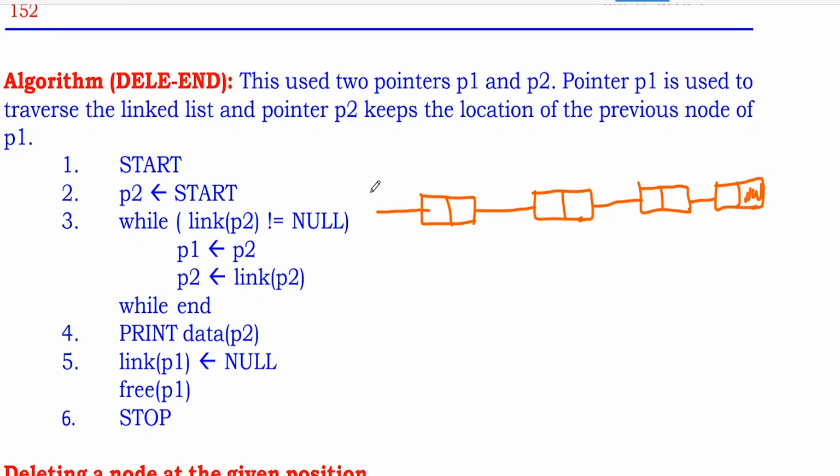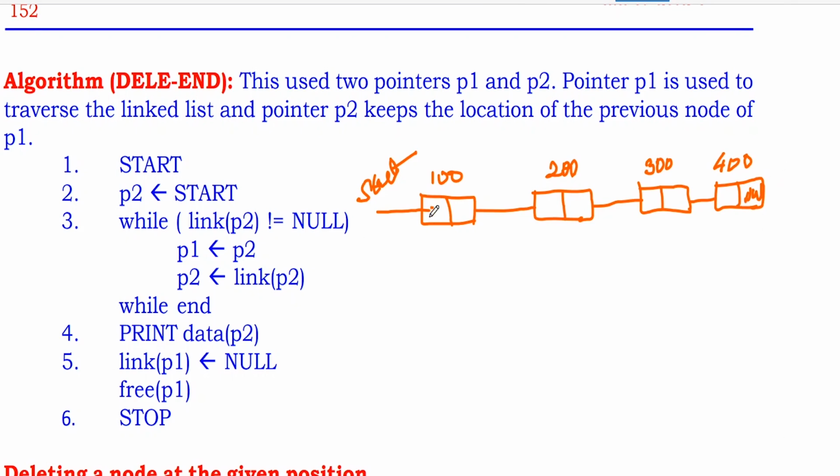Here it is. We have a start, as usual. Shall I give addresses? Instead of numbers, I'll give some addresses. Okay, so this is the same thing. Let me take it so that it's easy. The address of the first node is 100. The second node address is 200, the third node address is 300, and the fourth node address is 400. Very simple. Now I have to delete this node. The question is to delete this node.